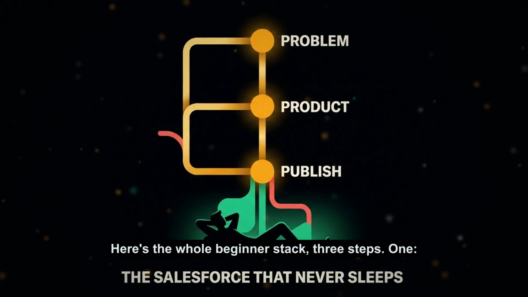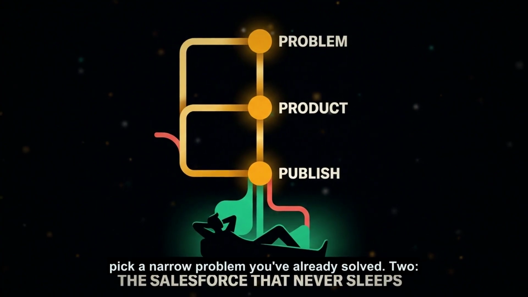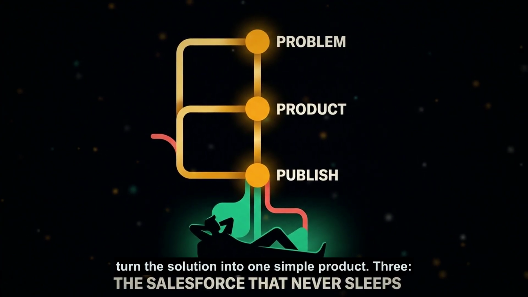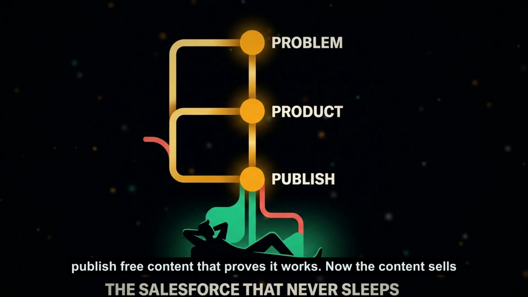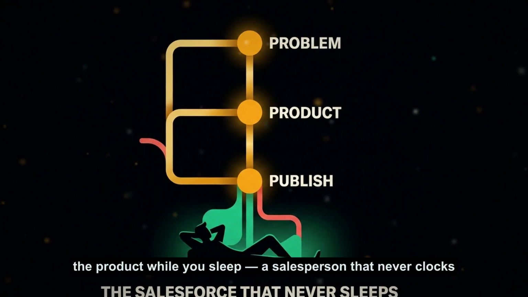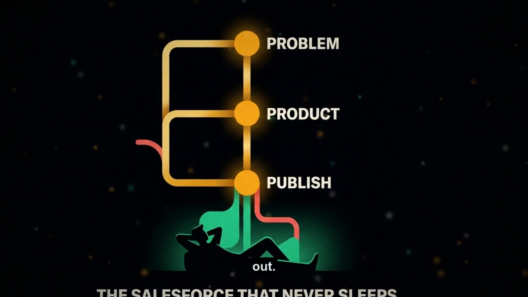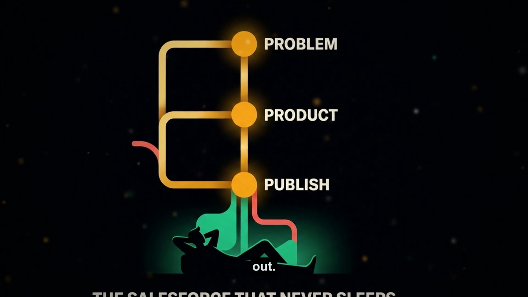Here's the whole beginner stack, 3 steps. 1. Pick a narrow problem you've already solved. 2. Turn the solution into one simple product. 3. Publish free content that proves it works. Now the content sells the product while you sleep, a salesperson that never clocks out.